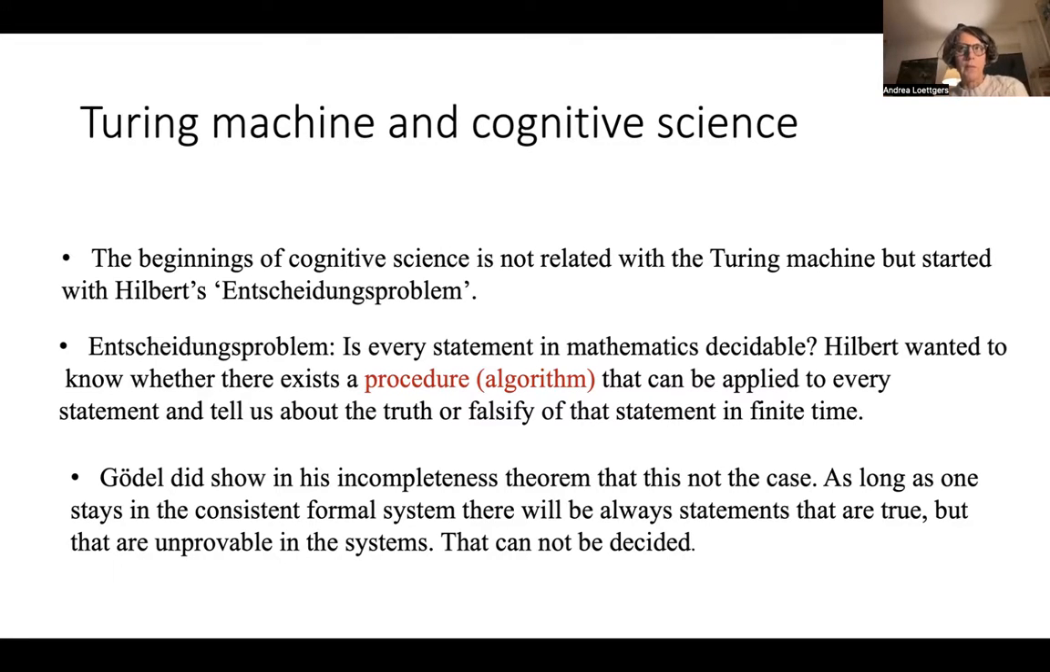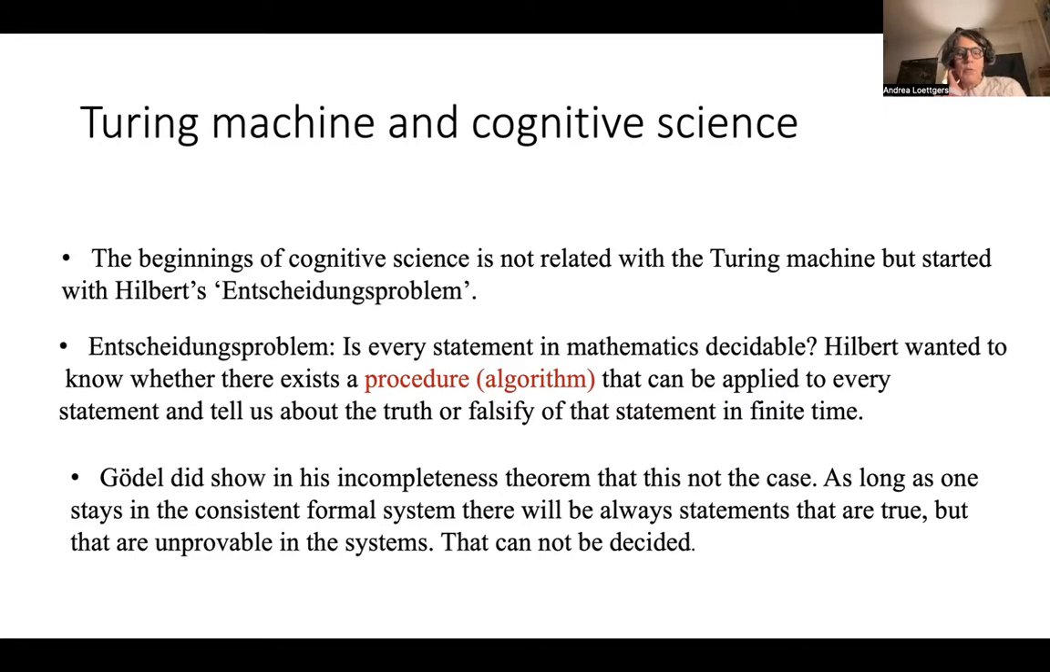So it comes from mathematics. Hilbert is a very well-known mathematician, and he had some kind of a dream, maybe the dream of every mathematician: that you can completely formalize mathematics. I think it was in the 1920s that he formulated what is called his Entscheidungsproblem. To bring it to the point, the question he asked is: is every statement in mathematics decidable?